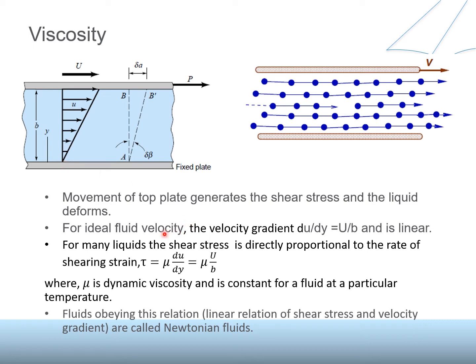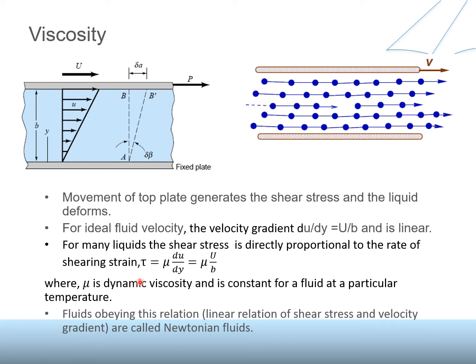For an ideal fluid, the velocity gradient is linear. So du over dy equals the top velocity divided by the depth. For many liquids, the shear stress is directly proportional to the rate of shearing strain. This tau, shear stress, equals mu, which is a constant also called the dynamic viscosity, times the velocity gradient. And this dynamic viscosity is a property of a fluid and it depends on temperature.